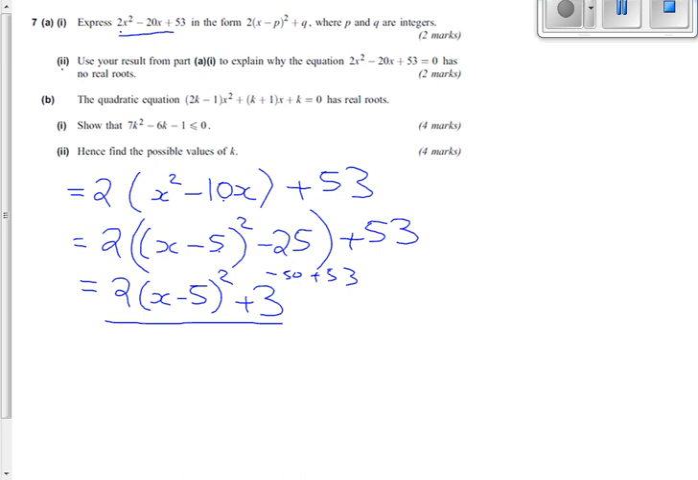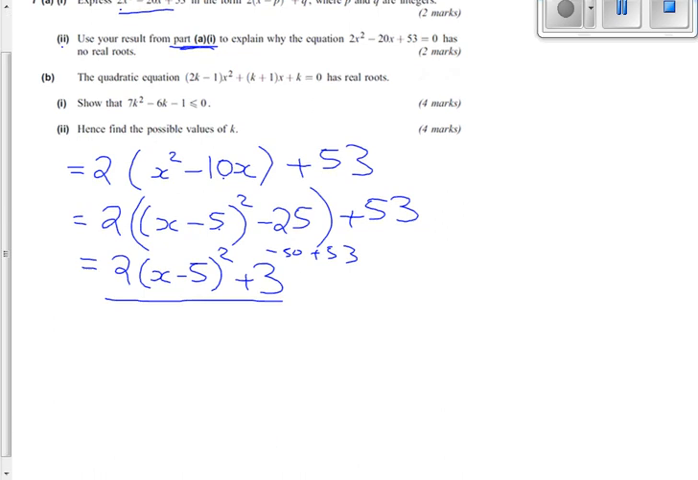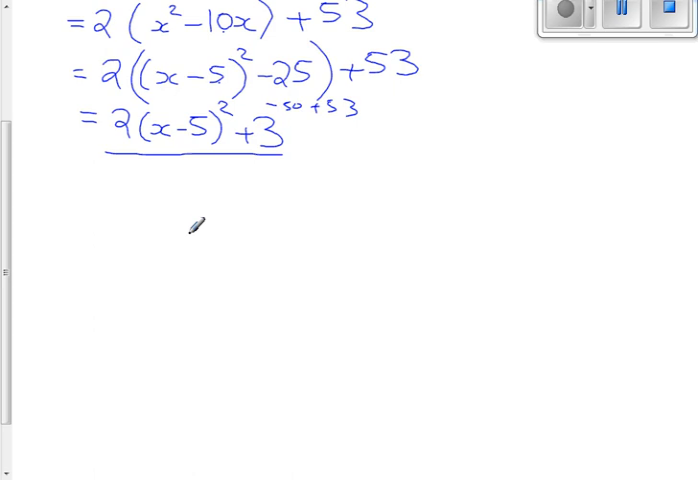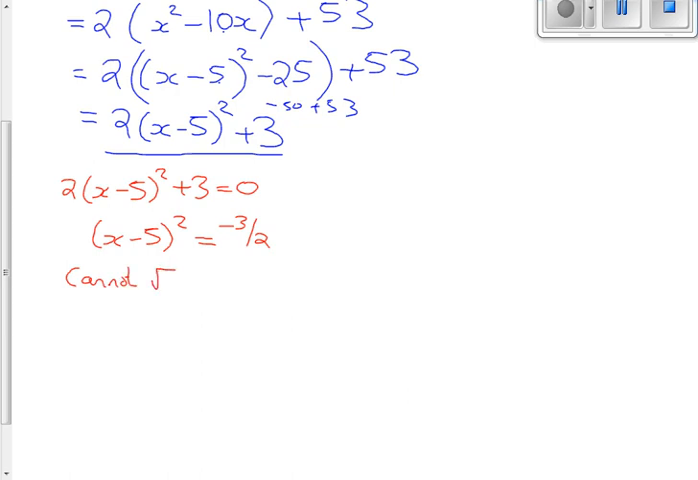Really nice question here about explain why this is no real roots. The fact that it says use this answer means that we can't go down a b squared minus 4ac route, because that wouldn't be using this answer. A few things we could do for this. I've seen a few people do it just using some algebra. So they say, well, this thing here is going to equal 0. So they take away 3 and then divide by 2. And then you say, well, we cannot square root minus 3 over 2. Therefore, no solutions or no roots.